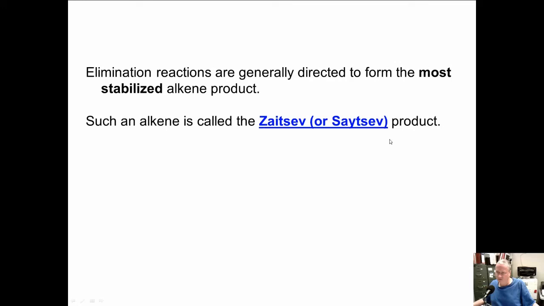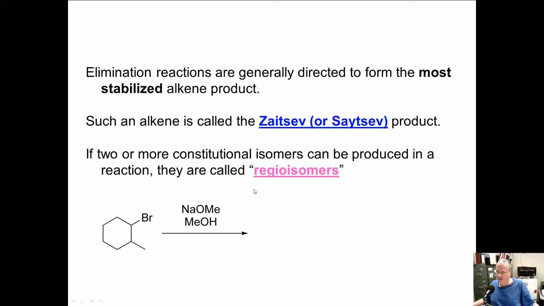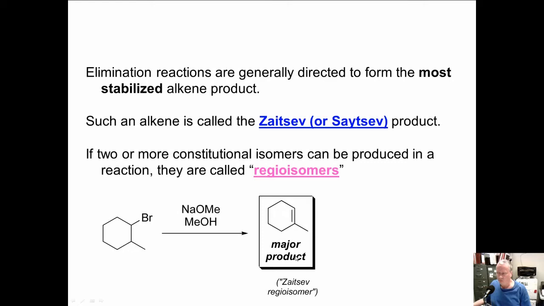Okay. So, if two or more constitutional isomers can be produced, they're called regioisomers. That means I could potentially make two different alkenes, and they're going to be called regioisomers. One where we make the double bond right there, one where we make the double bond right there. Okay? And who's going to be the more stable one? This is going to be the major one, the trisubstituted alkene with sodium methoxide. Who's the less stable? The alkene there. Why is that less stable? Because it's a disubstituted alkene. It's a trisubstituted alkene. So this one's called Zaitsev, and this one is called, what do you think? What's a good name? If this is Zaitsev, this is anti-Zaitsev. Anti-Zaitsev is the less substituted alkene, okay?